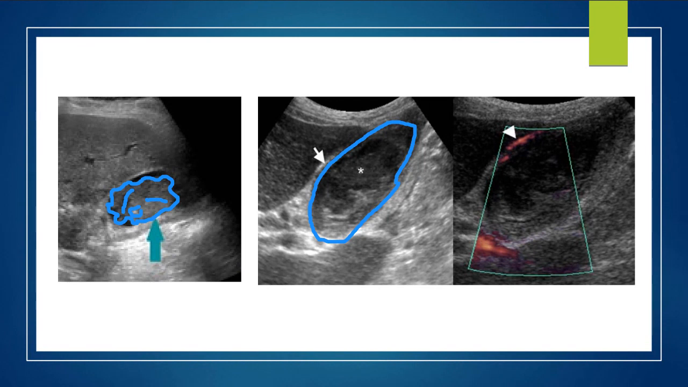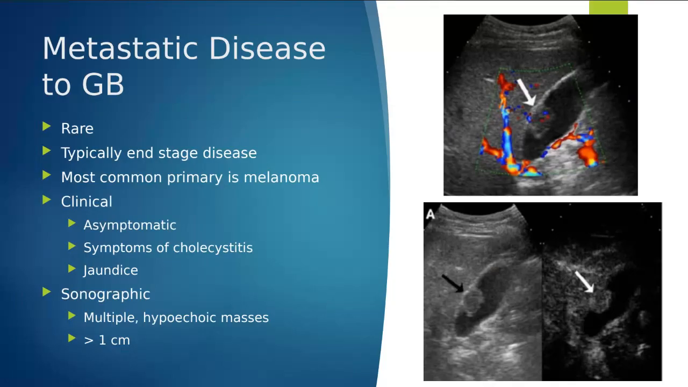And then here we're putting color on it just to prove that there's vascularity to that mass. We can see our vessel right here feeding it. Next, we have metastatic disease that has spread from elsewhere in the body into the gallbladder. So again, very rare. The gallbladder is not usually going to be a site that cancer spreads to.